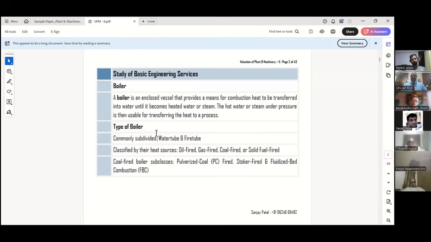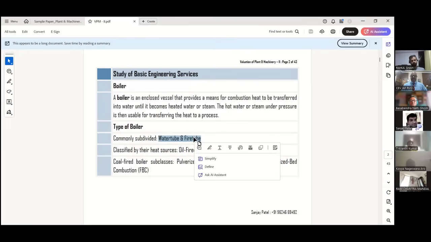What is the function of the boiler? To convert the water into steam: steam generation. Generation of steam is converting the water into steam. There is a change of state, liquid to vapor or liquid to gas. Boilers may be classified mainly as water tube type boiler and fire tube type boiler.